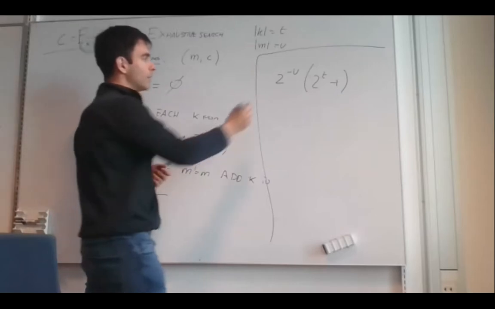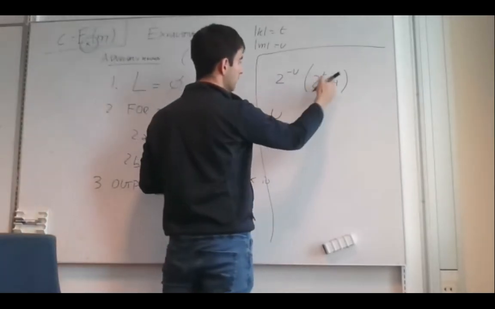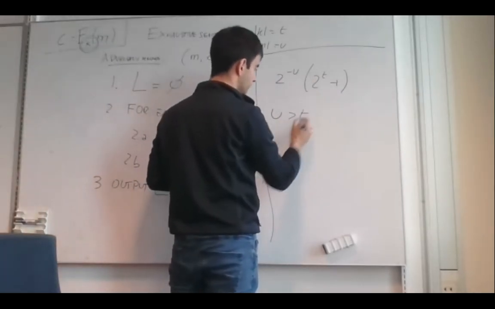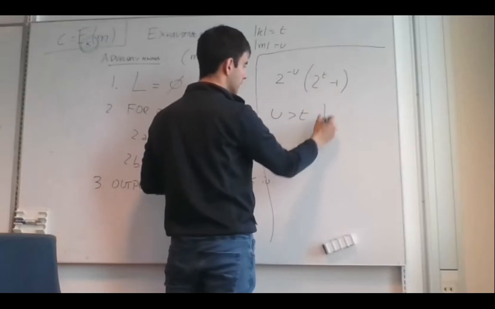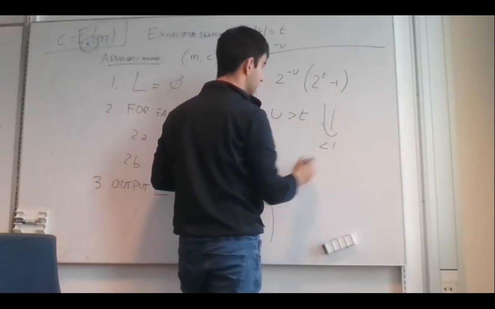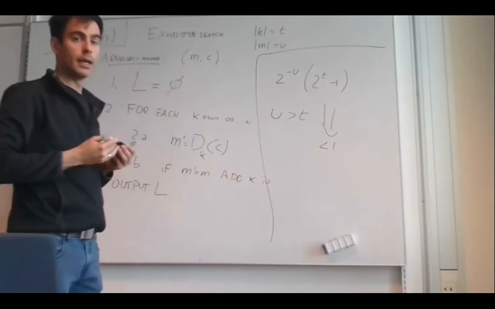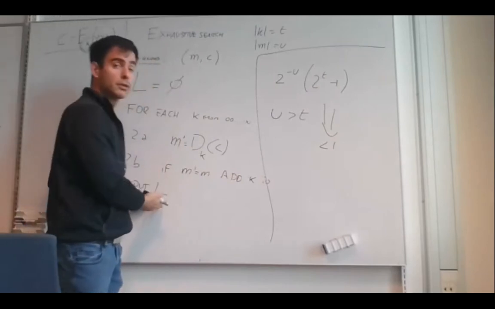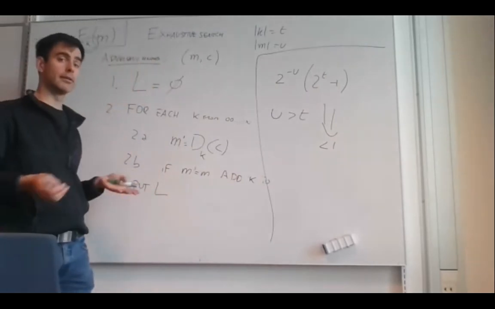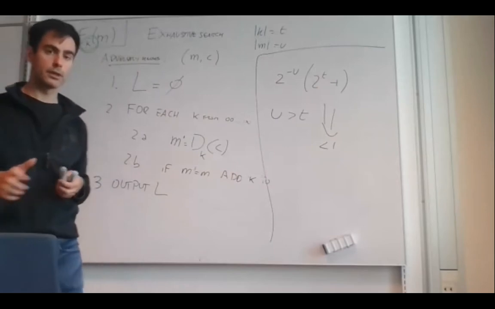So now if I have that u is larger than t, then this number is less than 1. And then you expect to see inside the list only the right key and nothing else. So let's go back to the slides.